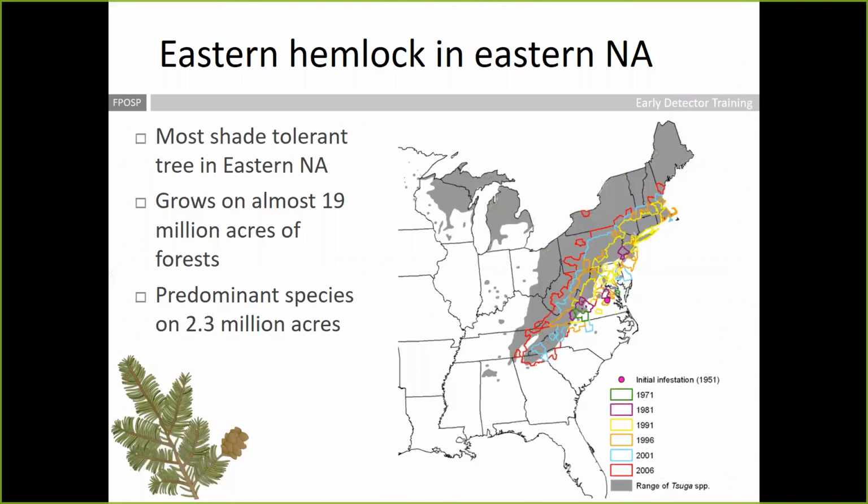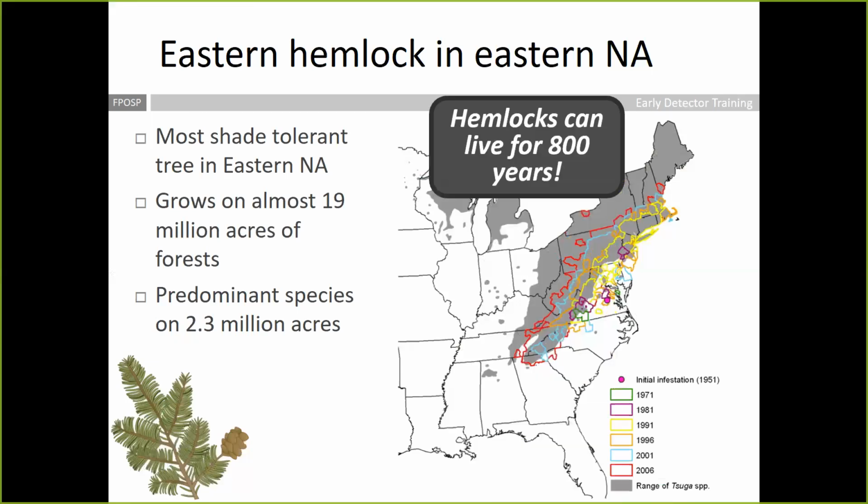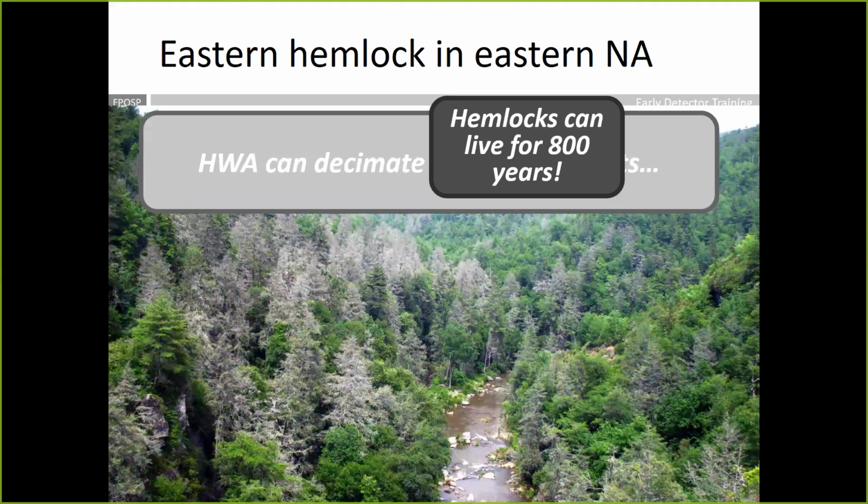Eastern hemlock is really common in Eastern North America. There are some pockets of it in the Midwest and in the upper Midwest, but for the most part, it's an Eastern species. It's really important for the ecosystem for creating certain kinds of habitat. Trout fishermen need these cool streams for the trout and such. It's been around for a long period of time. Hemlocks can live for 800 years, and so losing it can be a real big deal.